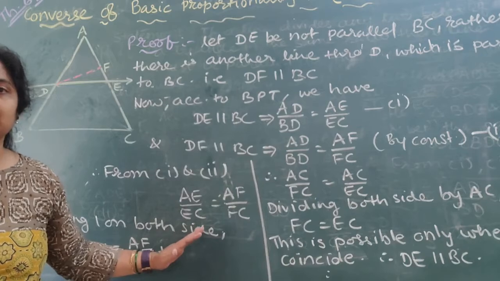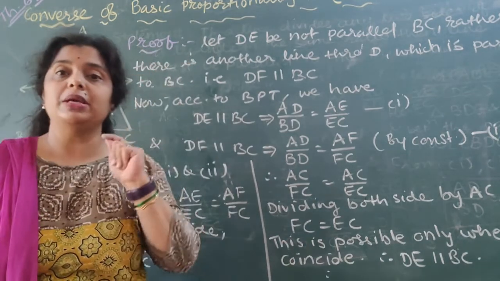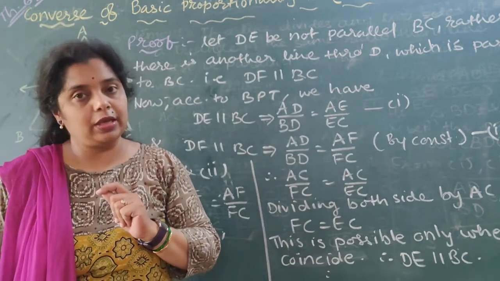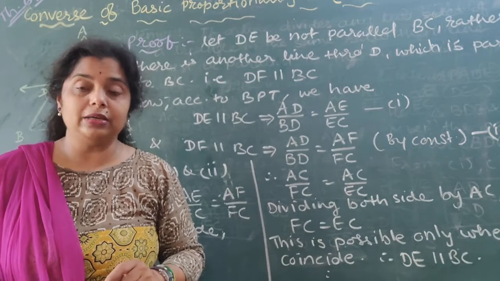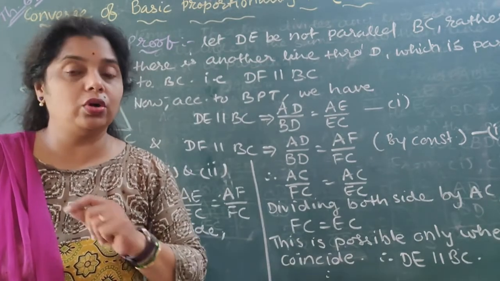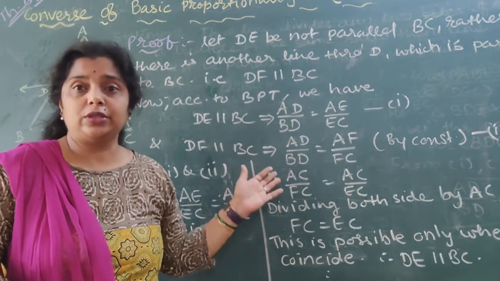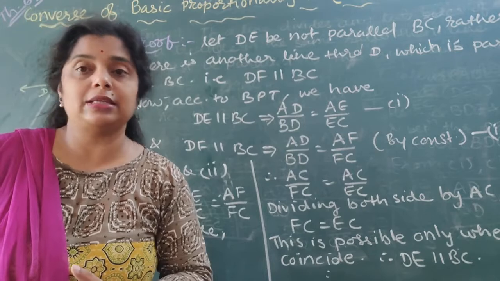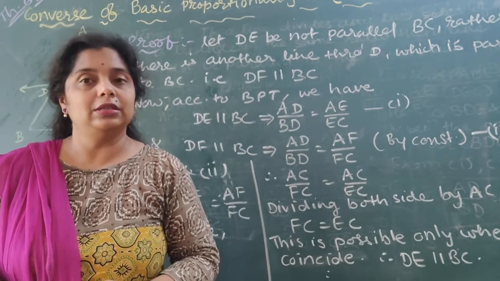So these are the steps of the proof of the converse of the basic proportionality theorem. Write both the theorems stepwise, try to understand them, learn them, and then try to write on your own. Do not try to copy. The examples related to this are given in exercise 6.2, which we will see in the next lecture. Till then, goodbye.